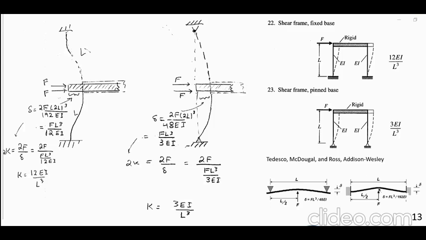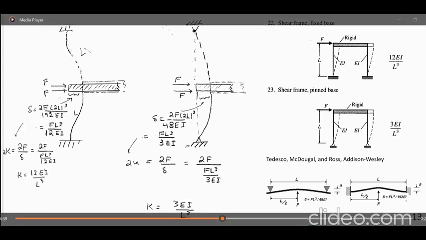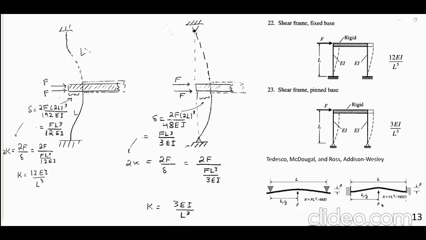This information, you put in a 2F. For F, you put 2F. And for L, you use 2L. And you clean it up, and you're going to get your ratio of F over delta equal to 12 EI over L cubed. Okay? See there? 192, right there. This is FL cubed over 192, except that I have two of them, two F's, and 2L. And the same thing on this side.